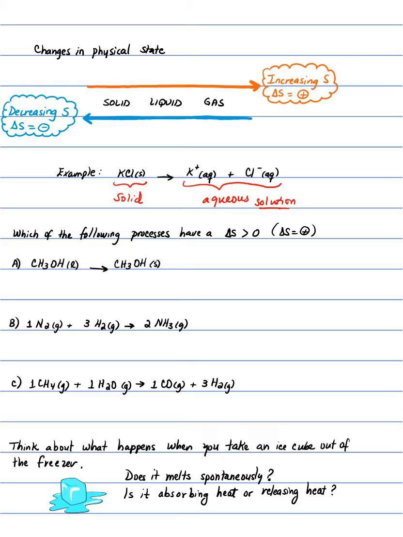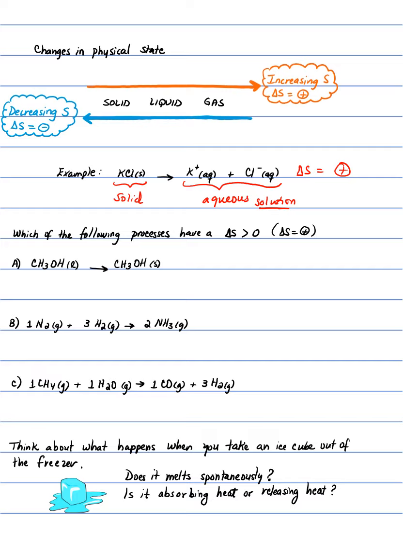So the randomness is increasing because you're going from solid to something aqueous. The final value for S will be higher than what you have for the solid, and this here represents something with a change in entropy that has a positive sign. Okay? Becoming more disorganized will always have a positive sign.